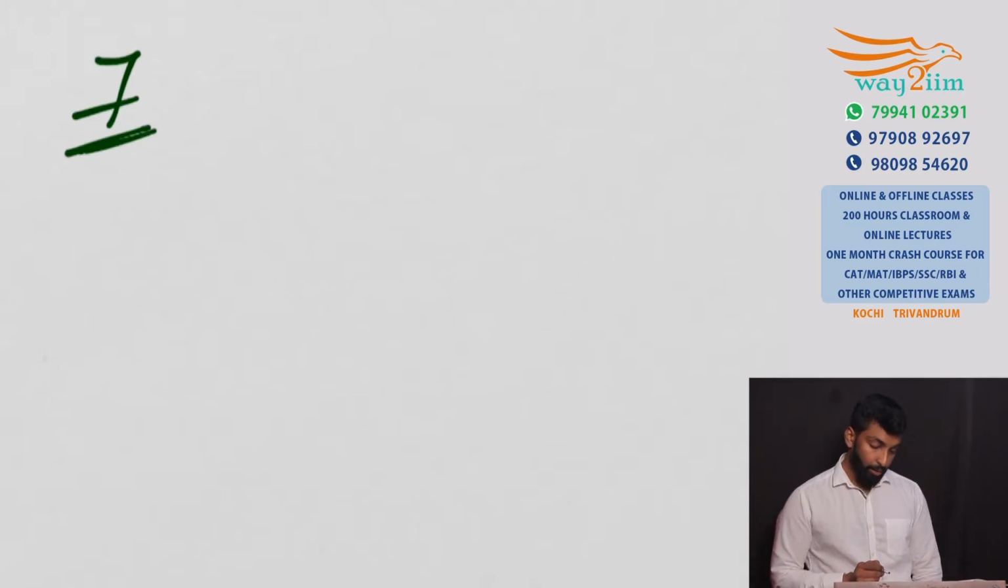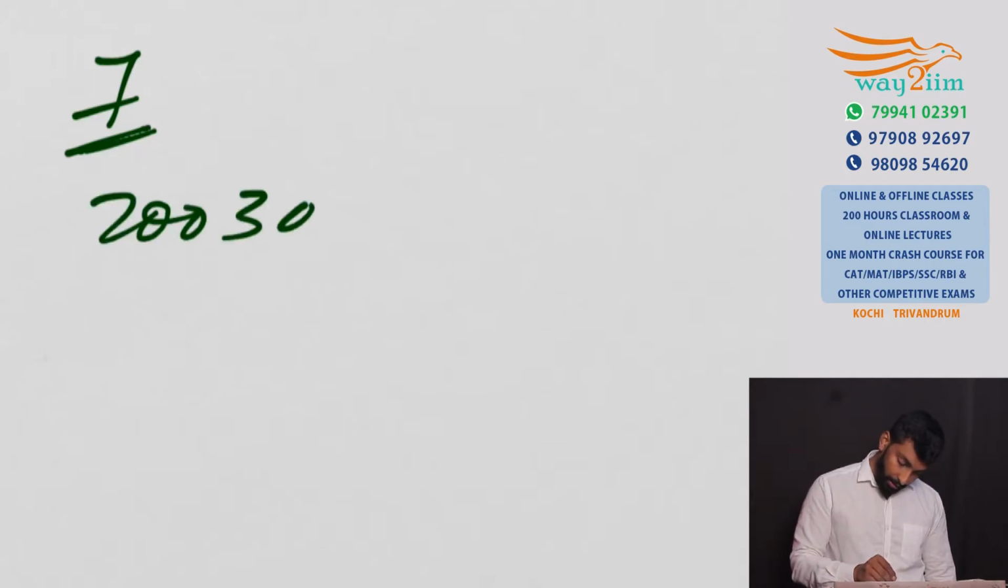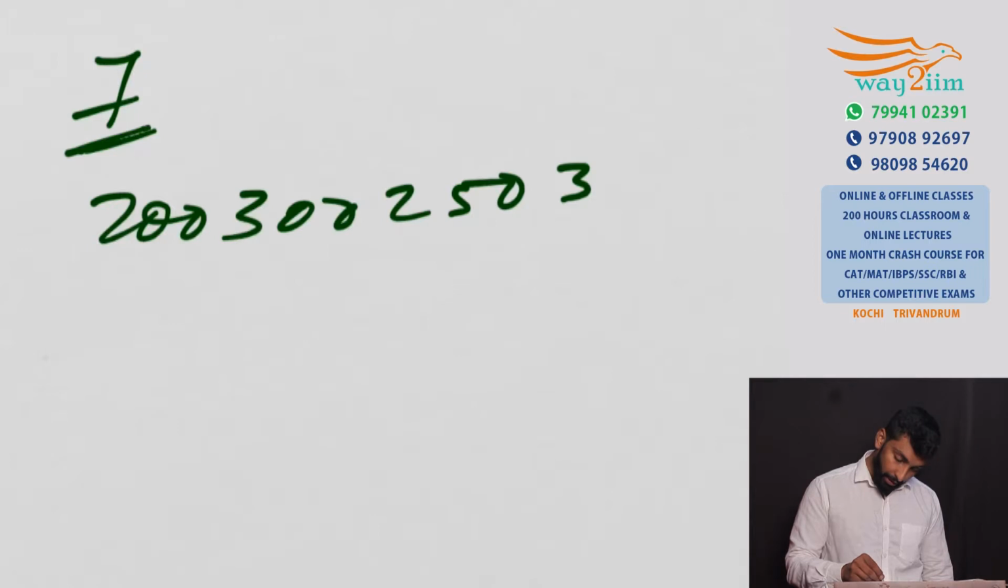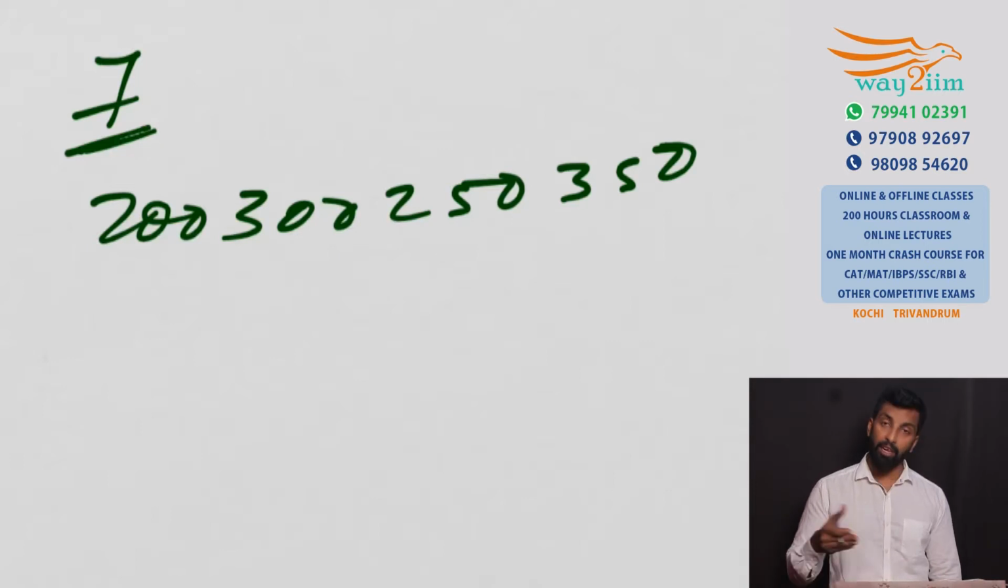Next is divisibility of 7. Okay, so in case of 7, what we need to do is, let's take a number 200, 300, 250, 350. What we need to do here is divide this number into triplets from the rightmost side.